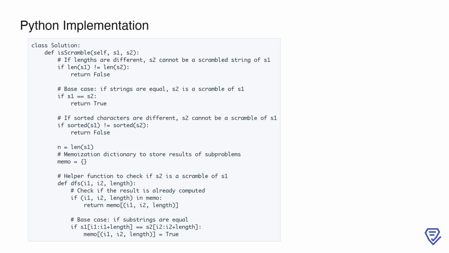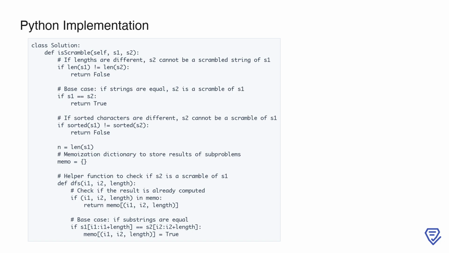Another quick check involves sorting the characters of both strings. If their sorted versions don't match, it means the strings don't even have the same set of characters, so we return false. After these initial checks, we proceed by defining a recursive helper function DFS and initialize a memoization dictionary to store the results of subproblems. The helper function will allow us to explore possible ways s2 could be a scrambled version of s1 by dividing and conquering smaller substrings. The recursion starts with the full lengths of the strings, and will build solutions for smaller segments as we go.